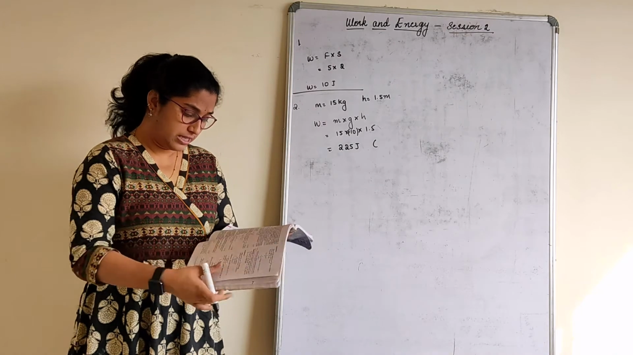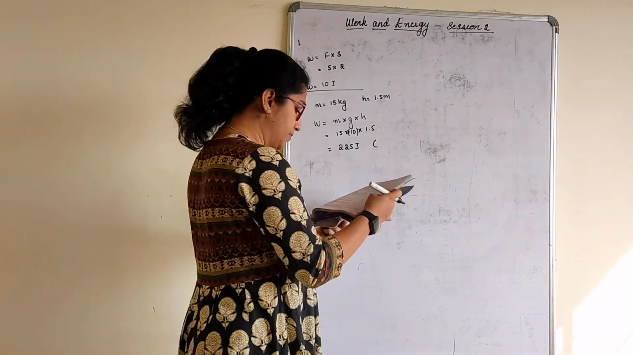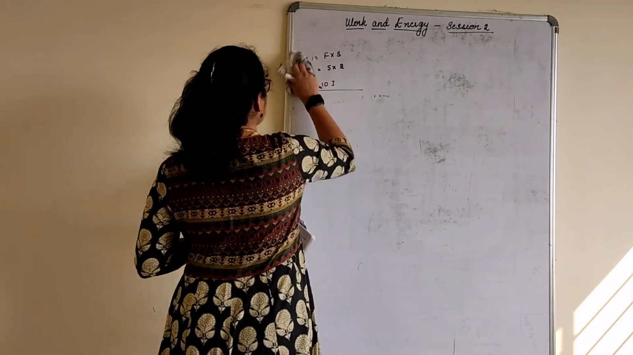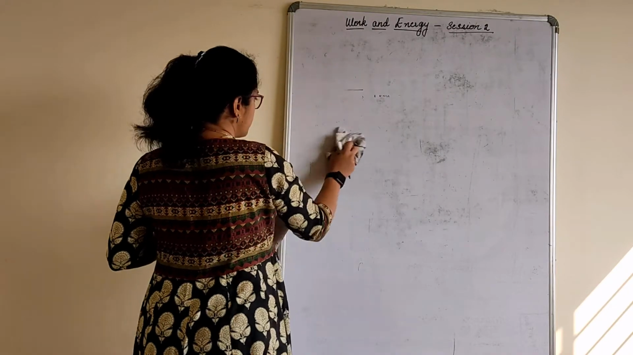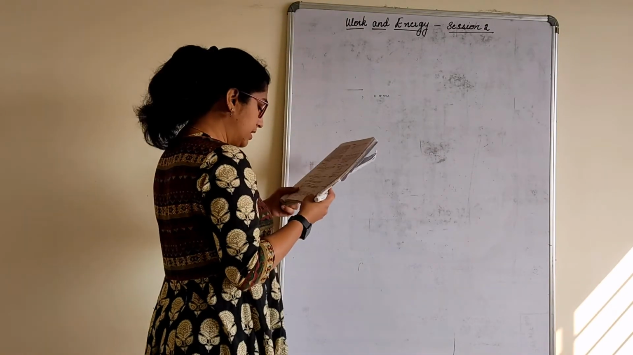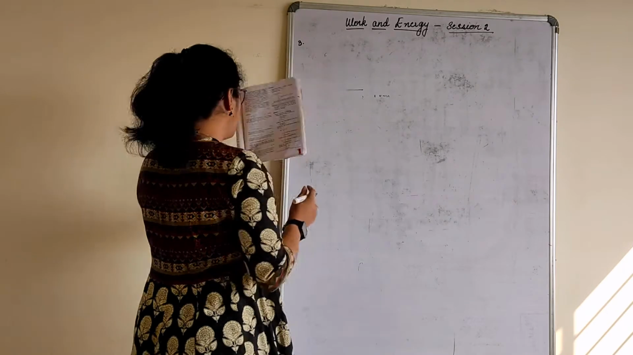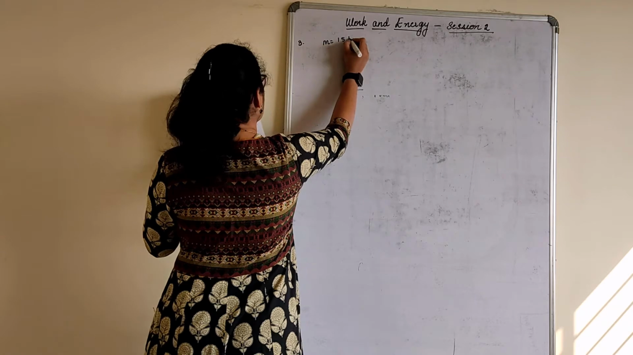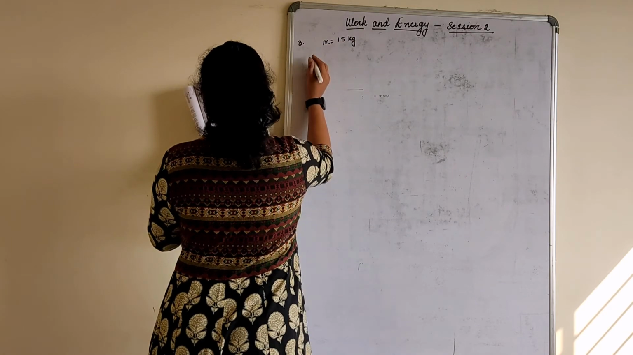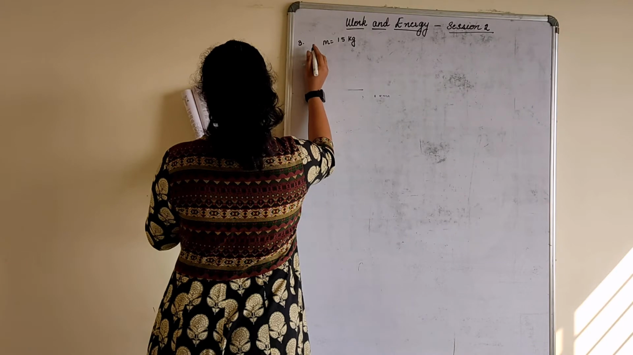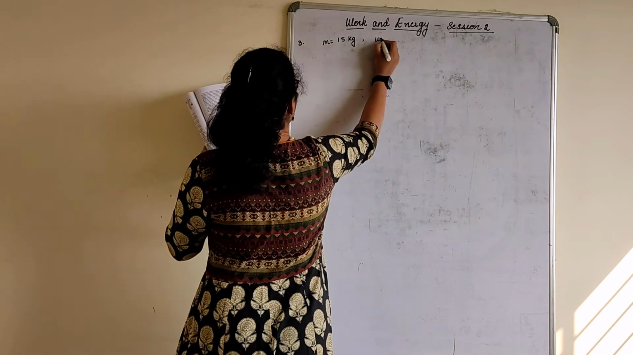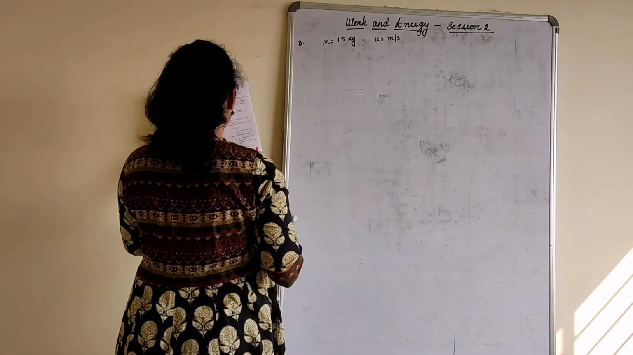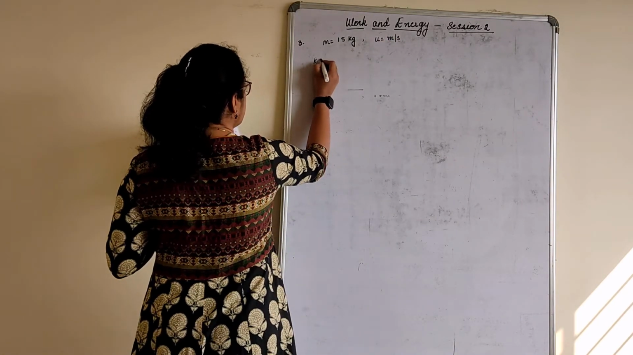So the next worked example is on page number 151. The first two were very simple. Page number 151, 11.3, third one. An object of mass 15 kg is moving with a uniform velocity of 4 meters per second. What is the kinetic energy possessed by the object?